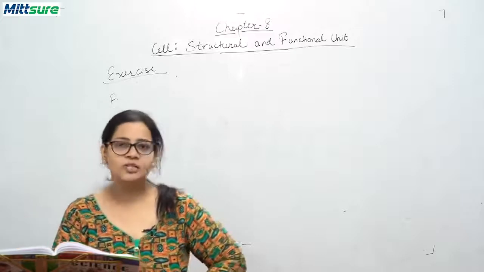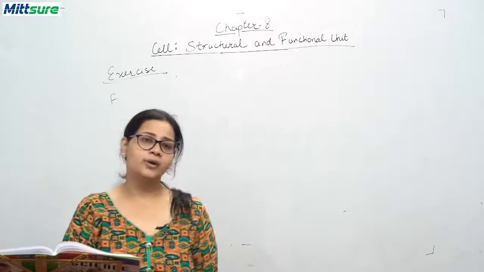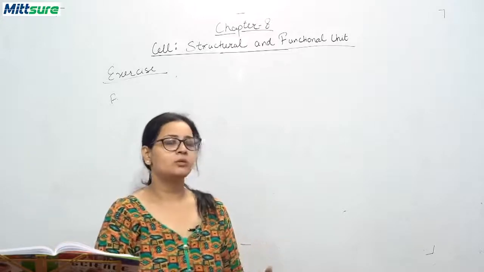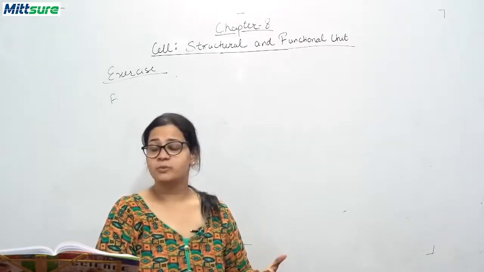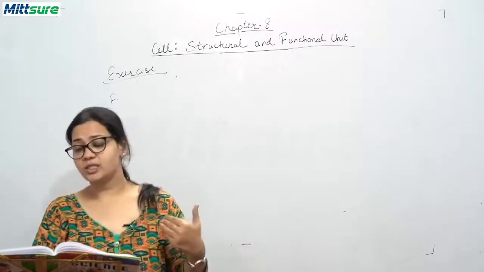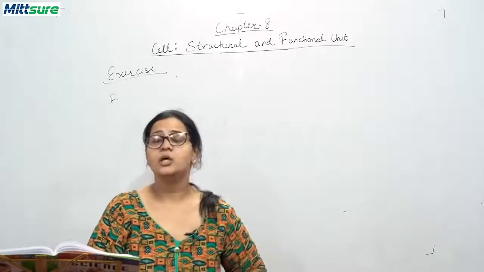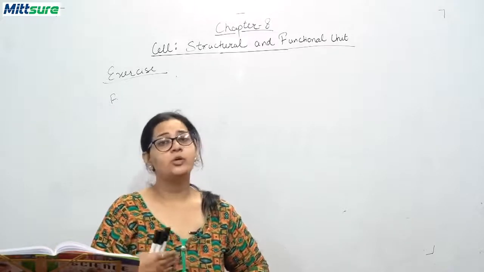You can write any 3 cell organelles like mitochondria, lysosomes, centrosomes, or you can write plastids, vacuoles, endoplasmic reticulum. You can write any 3 cell organelles. So this is the answer, F question, that is answer the following questions. So please do this question in your books.